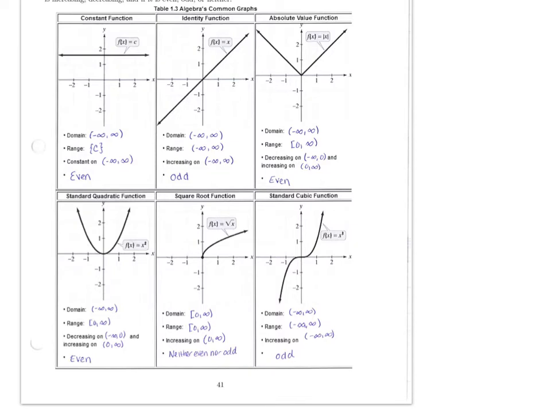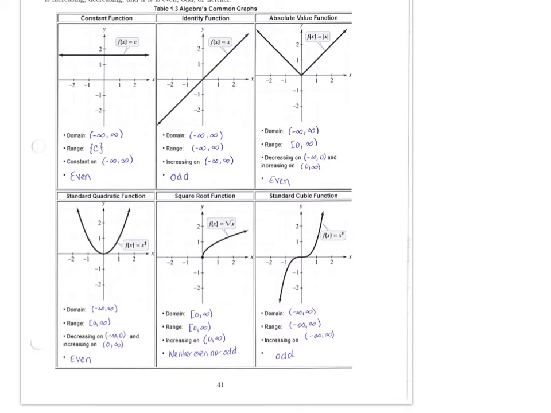The third function is called the absolute value function. F of x equals the absolute value of x. And so we take our input and we take its absolute value. Well, we can do that to any number we want, so the domain is all real numbers. But when we do that, we won't get anything negative. So the range is from 0 to infinity. It's decreasing from negative infinity to 0, but it's increasing from 0 to infinity. And we can see the symmetry across the y-axis, so it's an even function.